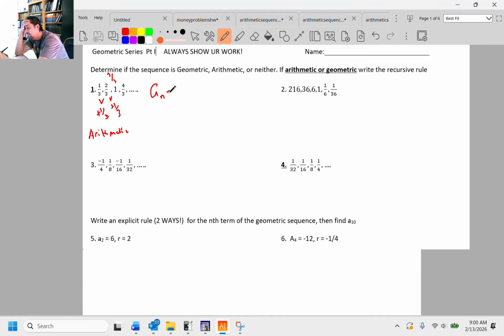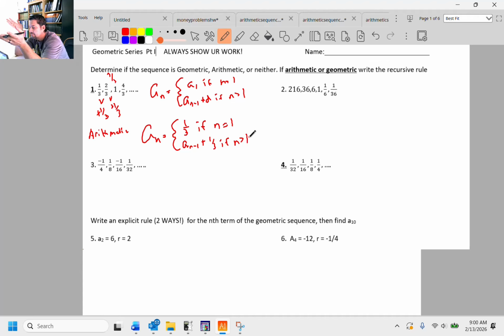Now I'm going to plug into the recursive rule. First term, if n is 1, and the previous term plus the difference if n is bigger than 1. That's what I'm plugging into. I'm not doing anything special here. But anyways, the first term is 1/3. And again, all you'll notice is I just memorized things. If n is 1, and I am the previous term, which is a sub n minus 1, plus that difference, which happened to be a third, if n is bigger than 1. So that one was arithmetic. Might be the only one. I don't know. I'm not going to do all of them.